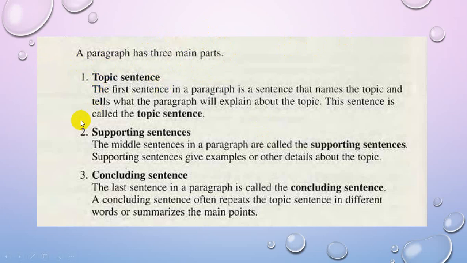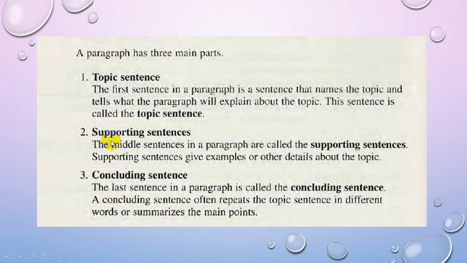The first is the topic sentence. What is a topic sentence? The first sentence in a paragraph is a sentence that names the topic and tells what the paragraph will explain about the topic. If you are talking about a closer friend, there must be the word or the phrase closer friend in your topic sentence. It also tells what the paragraph will explain about the topic.